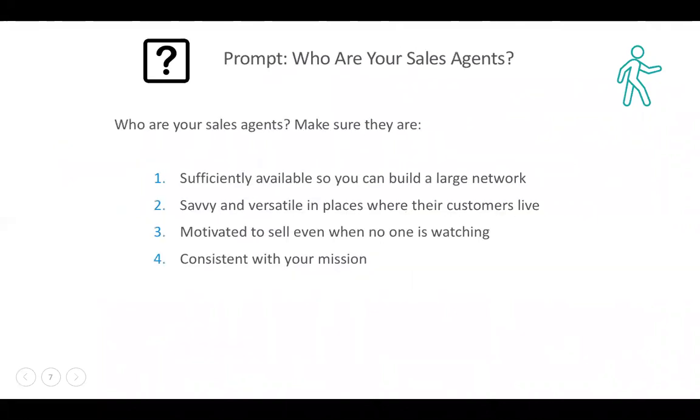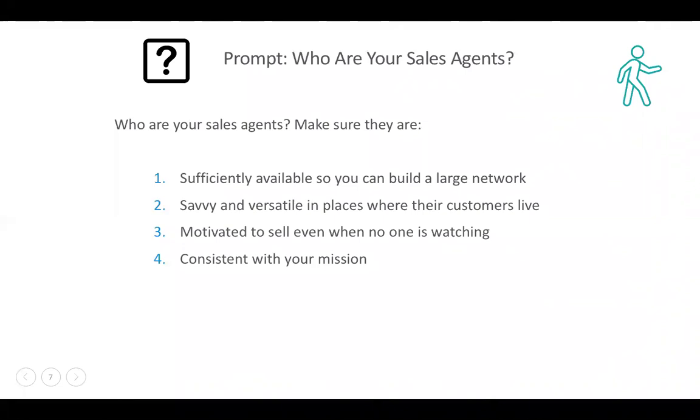So, who are your sales agents? Make sure they are sufficiently available so you can build a large network, savvy and versatile in places where their customers live, motivated to sell even when no one is watching. This is perhaps the most important personal characteristic of a successful sales agent. And finally, make sure your sales agents are consistent with your mission. For example, if your mission is not only to distribute products, but to do so by empowering a certain category of person, such as a female agent, make sure you choose sales agents that make sense for this mission.